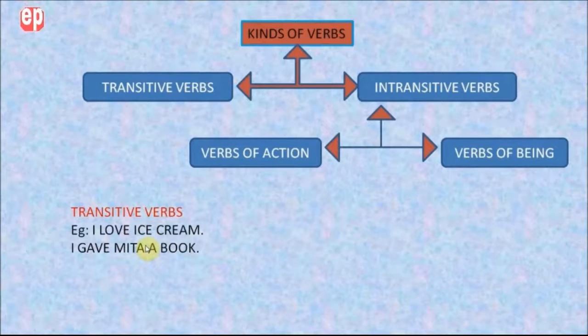Now let's look at the second example. I gave Meeta a book. The predicate has the verb give. The predicate has the indirect object Meeta and the direct object book. So in both these sentences, the meaning will remain incomplete without the objects. Objects complete the meaning of the sentence when a particular type of verb is used. There are multiple transitive verbs.